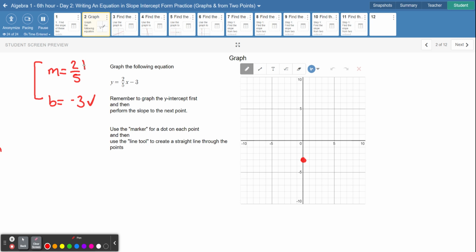And then this tells me my movement. I have a positive numerator, so it's up. And I have a positive denominator, so that means right. So up 2 levels, right 5 levels. Up 2 levels, right 5. And then the opposite is down and to the left. And then there's a line tool. Just connect the points.